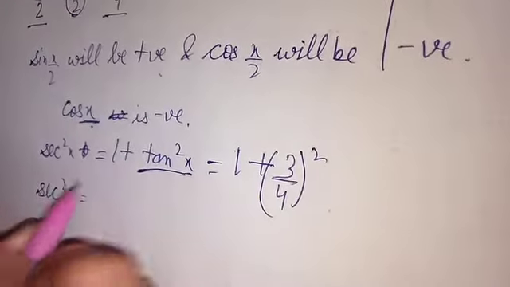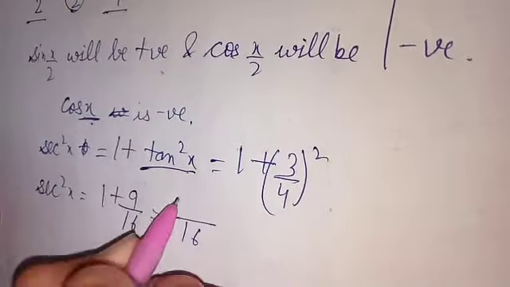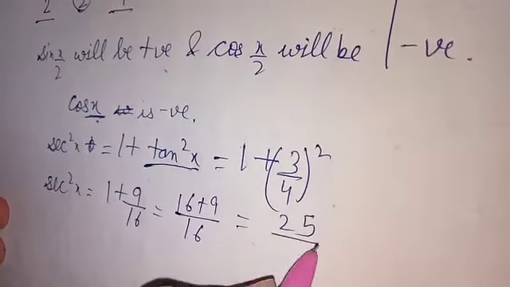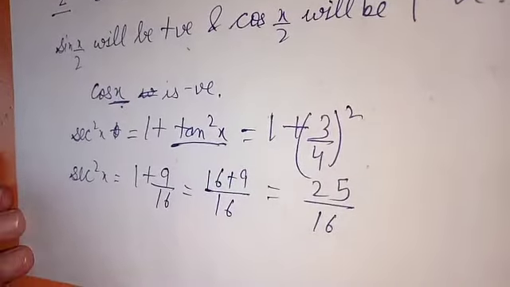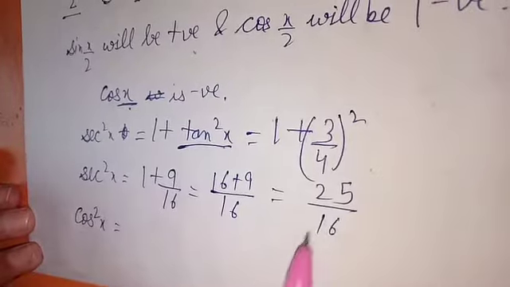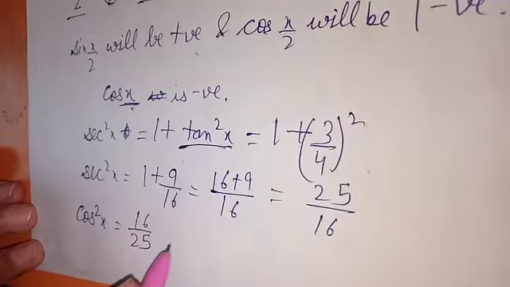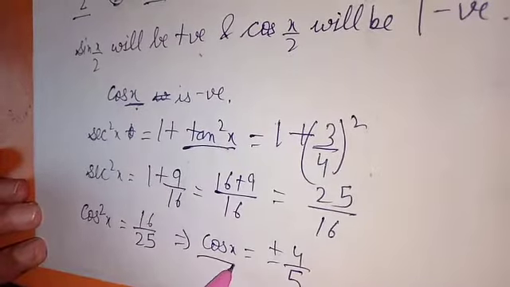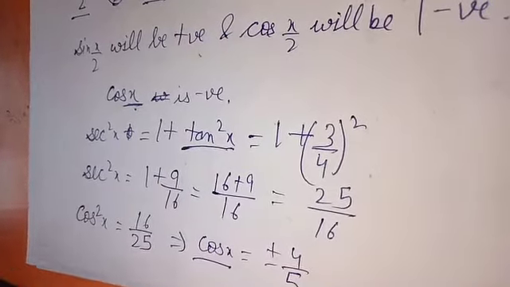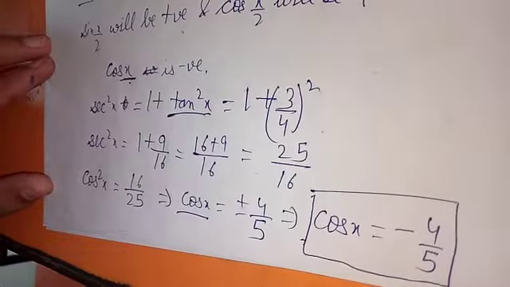Secant square x will be 1 plus 9 by 16, so 16 is our LCM. 16 plus 9 is 25 by 16. Secant square value we have found out. So what will be cos square x? Cos square x will be the reciprocal of it, that is 16 by 25. So cos x will be plus minus 4 by 5, but I already told that cos x will be negative here. So we get cos x is equal to minus 4 by 5. Okay, understood till here?